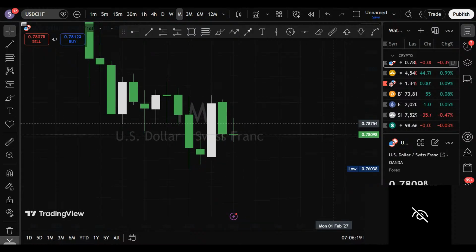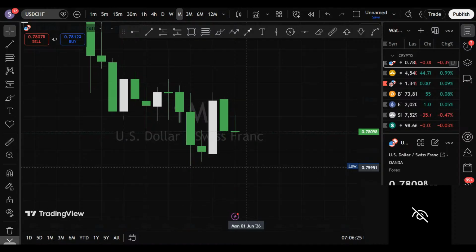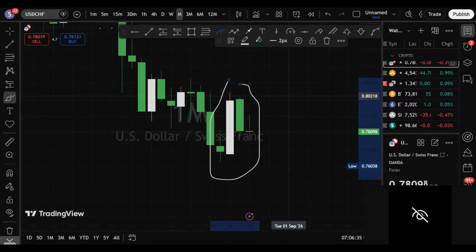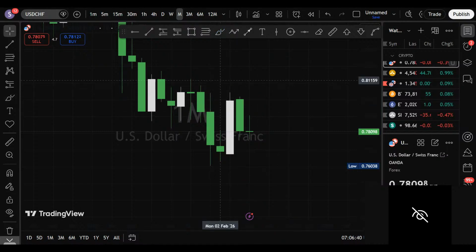Okay, so this is what we have on the 1 month time frame on USD CHF, right? I'll also start by marking my key levels. But in this case, I just want to focus on this price action, these few candlesticks. Since I'm a day trader, I can just focus on this candlestick.